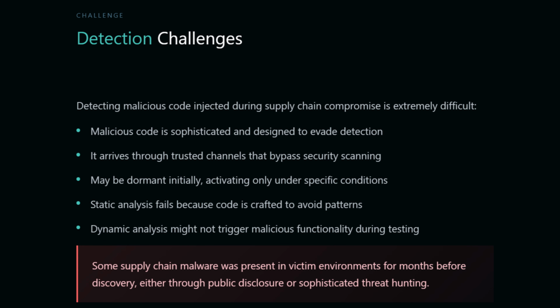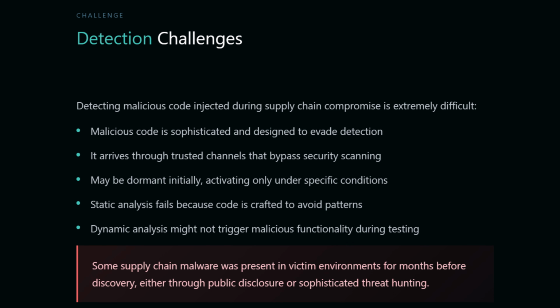Detecting malicious code injected during supply chain compromise is extremely difficult. The malicious code is often sophisticated and designed to evade detection, arriving through trusted channels that bypass security scanning and might be dormant initially, activating only under certain specific conditions or after widespread deployment.